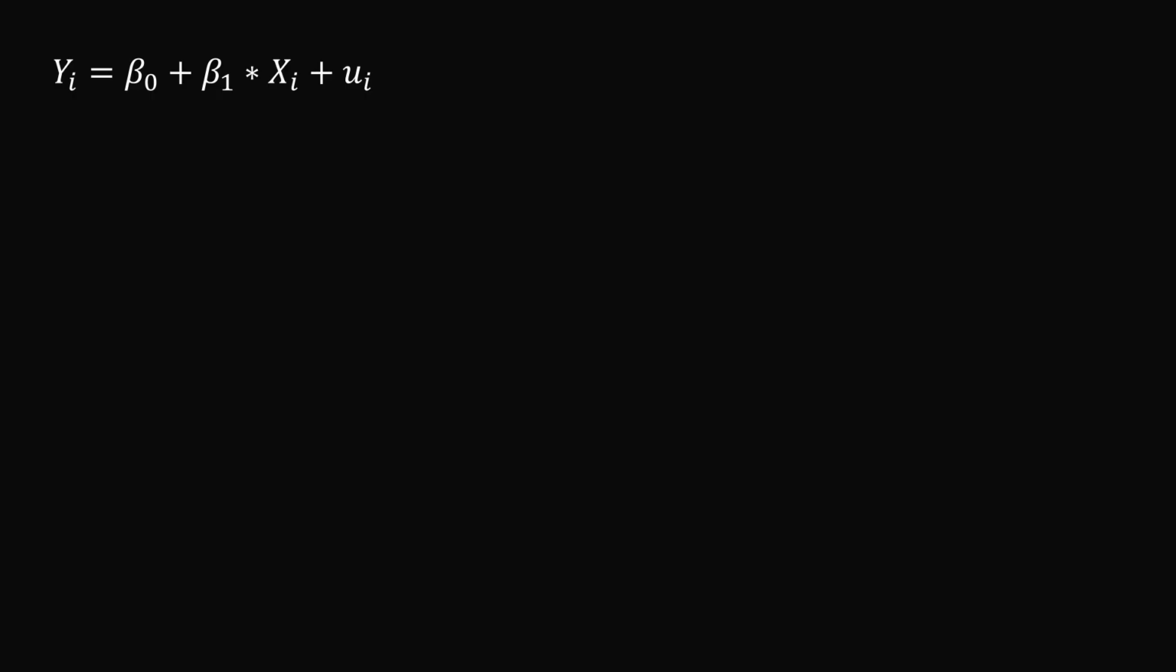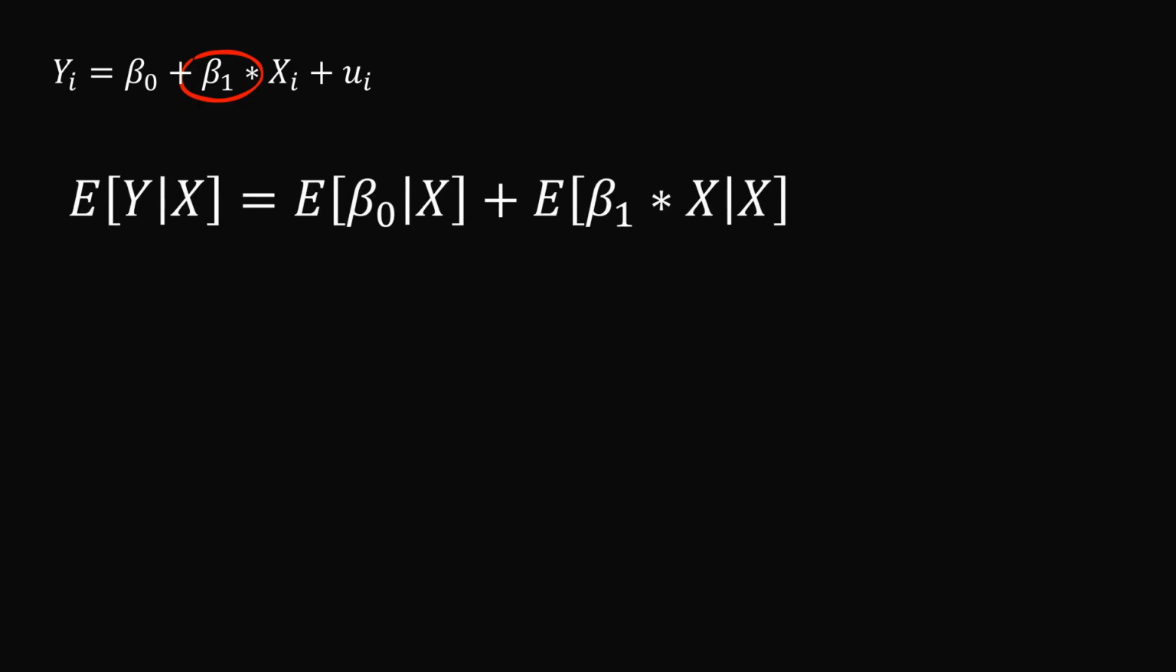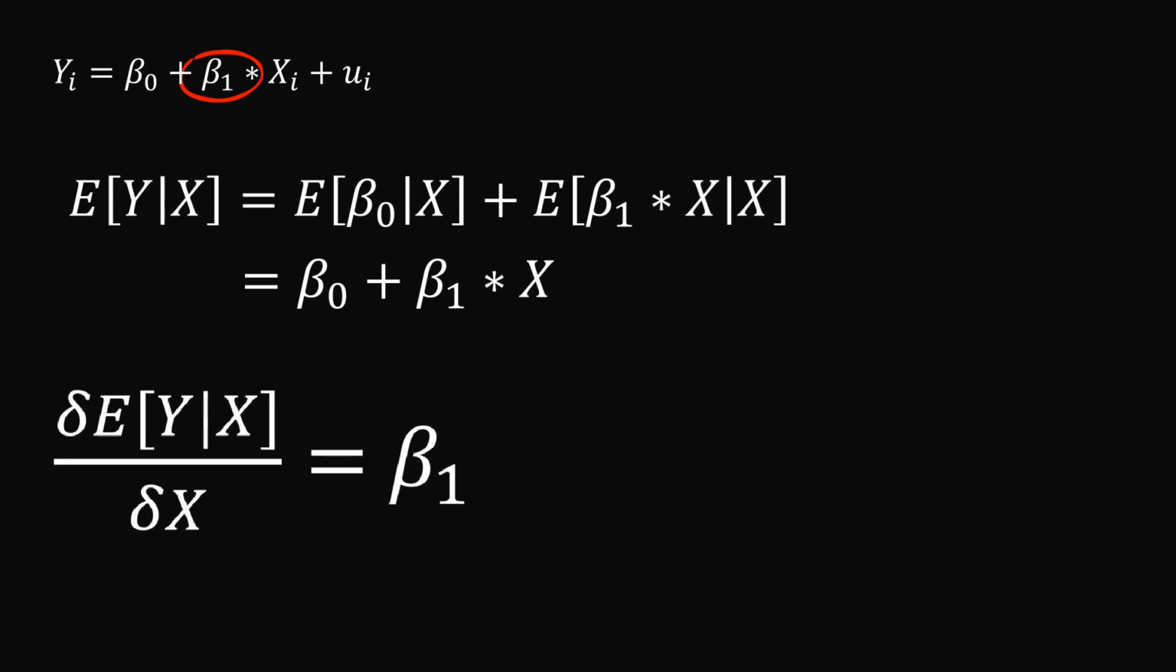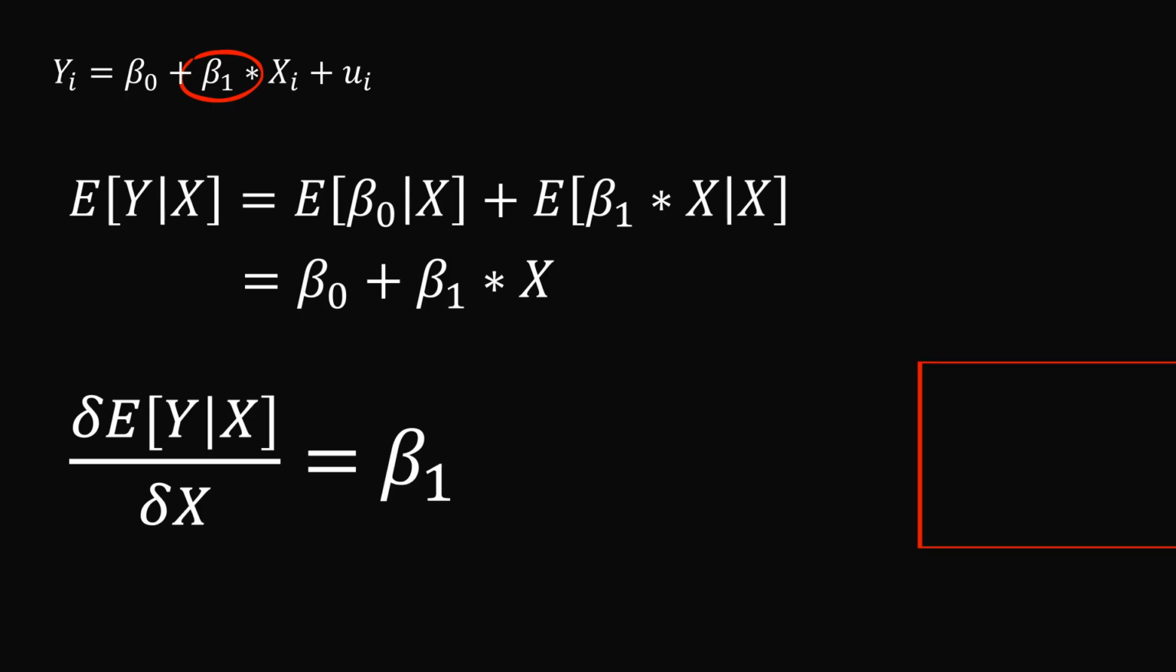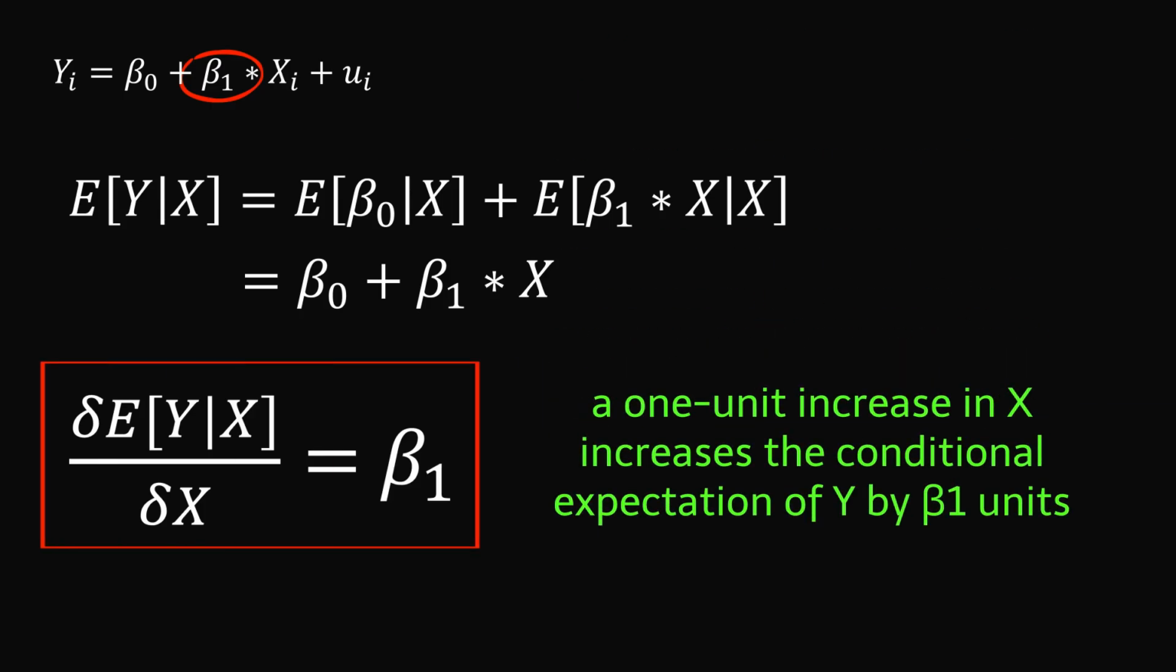Now, let's dive into what beta 1 means. Since we are interested in what y would be given x, we take the conditional expectation of our population regression model. Now, suppose x is continuous, we can take the derivative with respect to x, which equals beta 1. What this means is that the conditional mean of y changes by beta 1 units when x increases by 1 unit. Now, let's move on to the sample regression model.